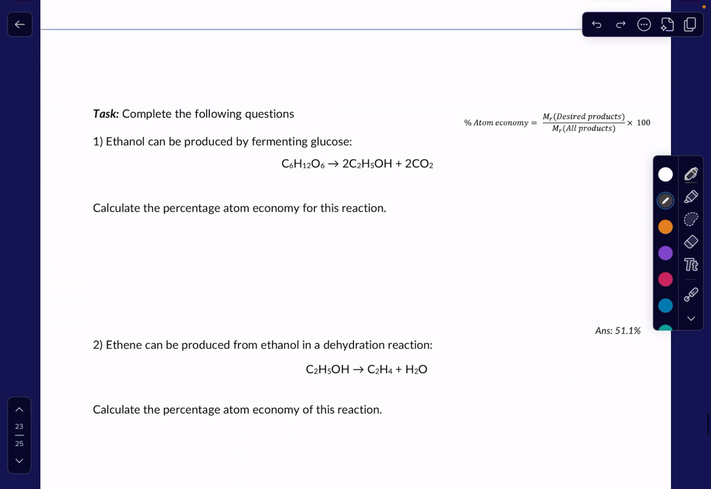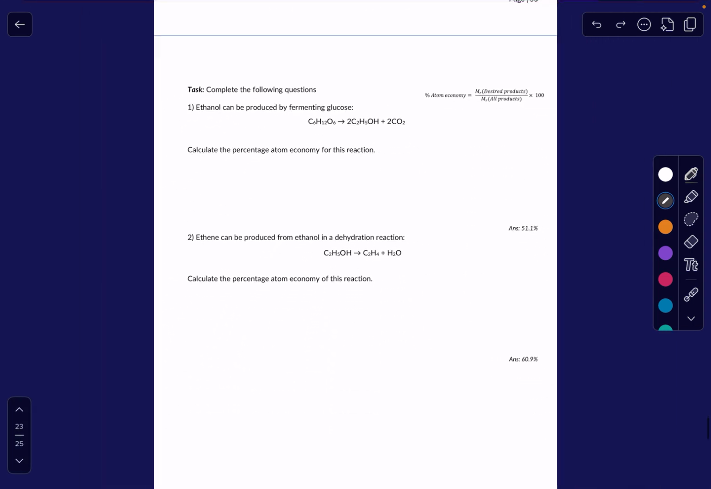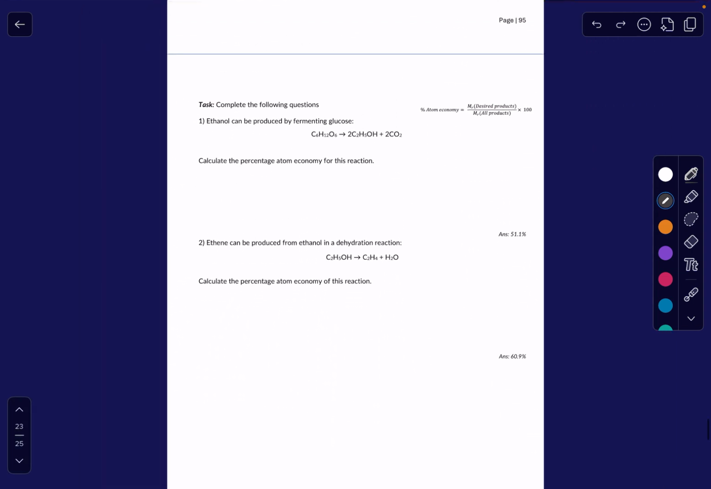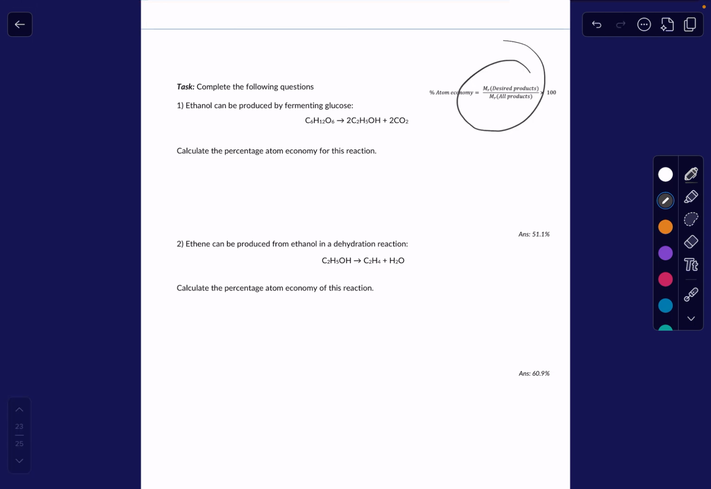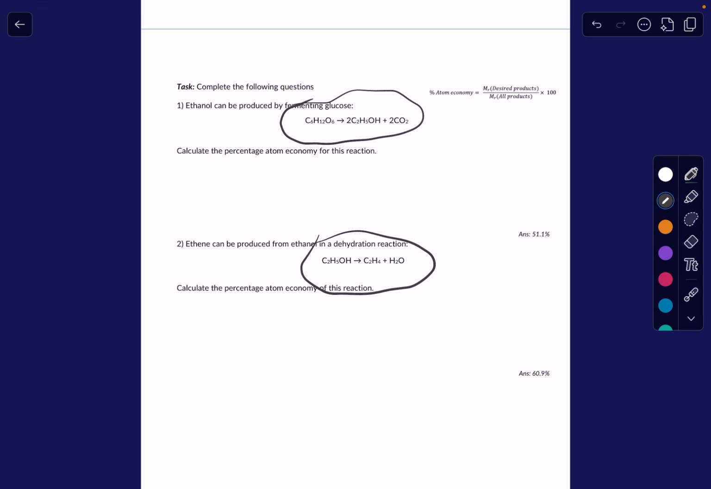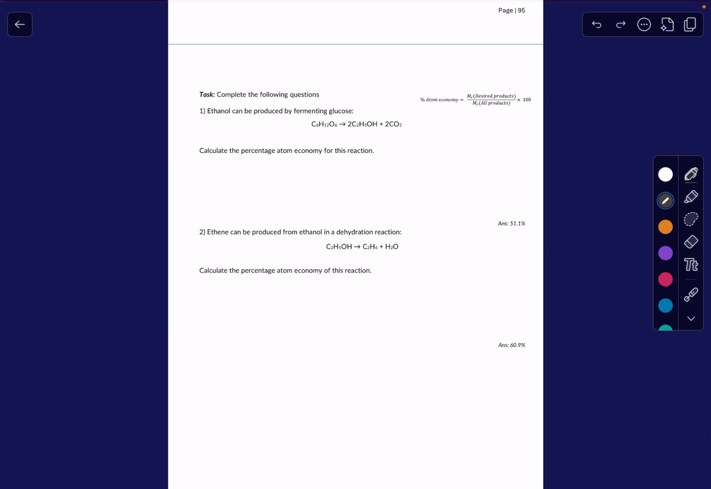What I've got down here for you, some questions. I've got the answers for you as well, so you can have a go at them. You don't need to rearrange for them. You just need to make sure that you're using this equation right here and getting the value of these things right here as well. Make sure that you can prove that the answer is 51.1%. Have a go at these and see how you go.